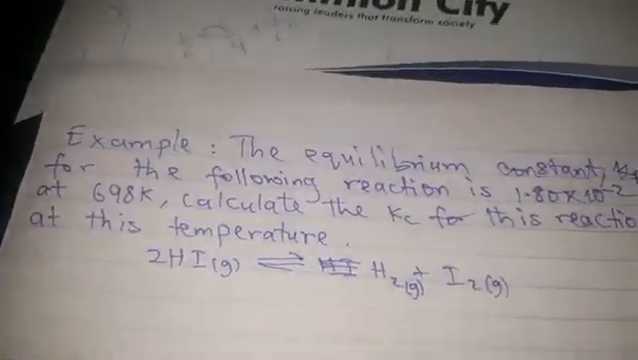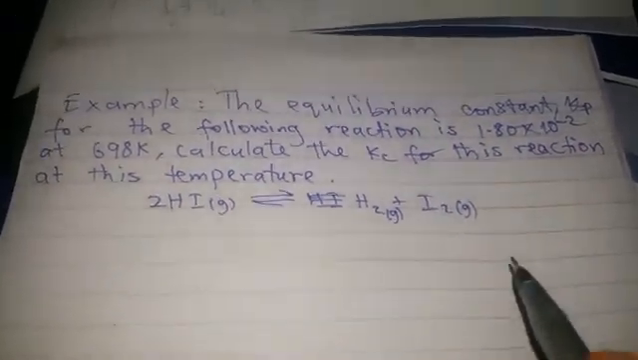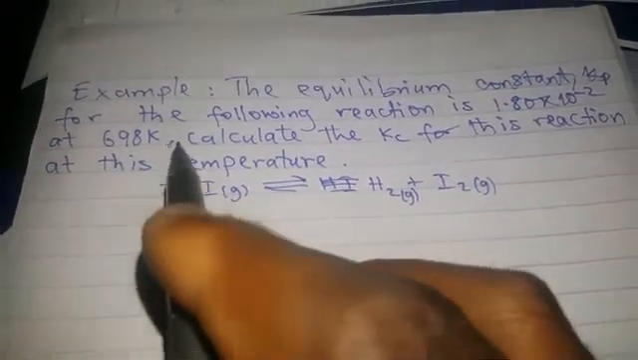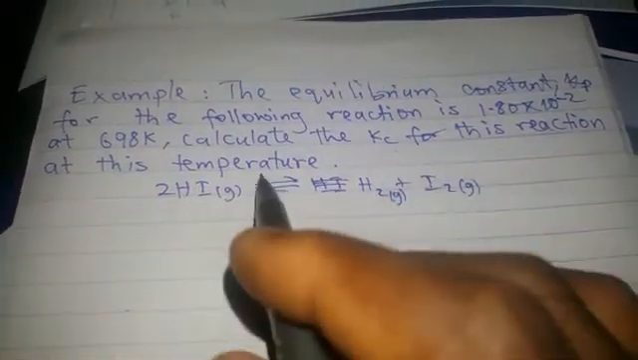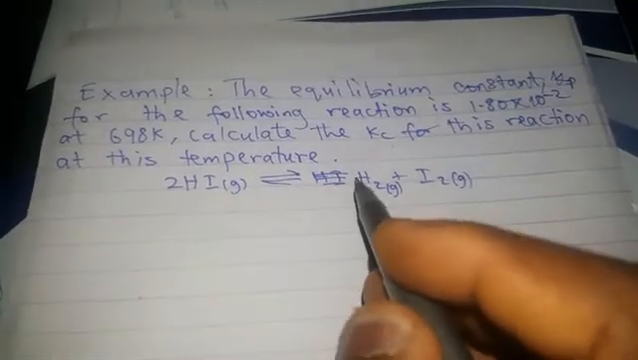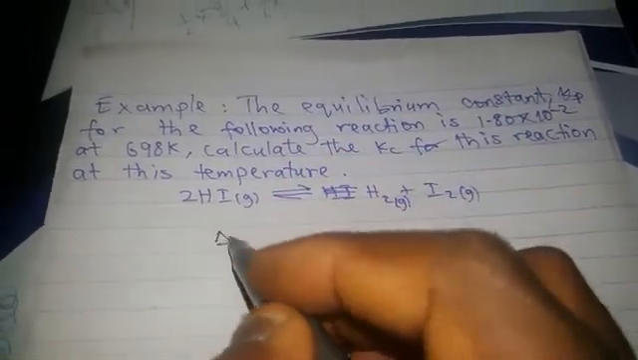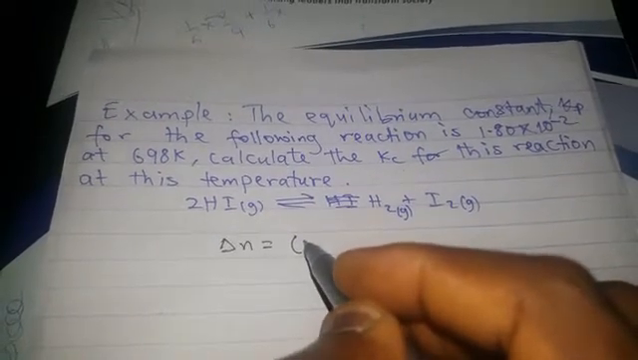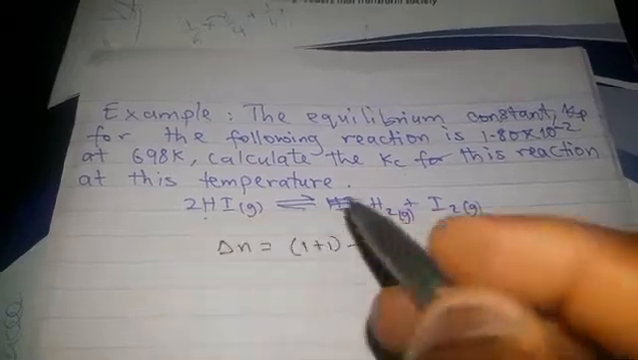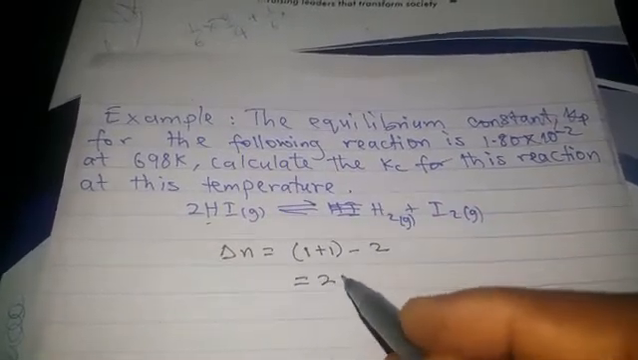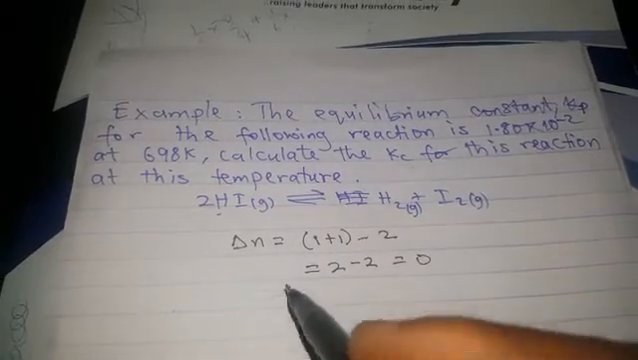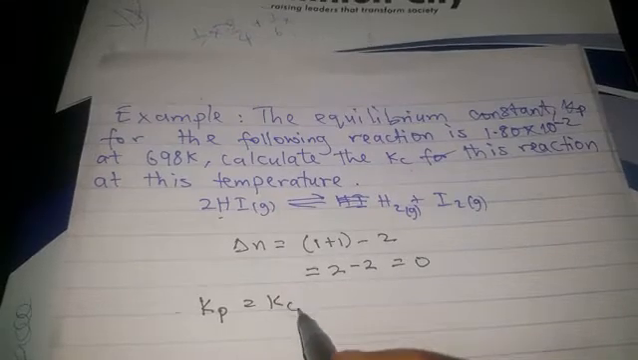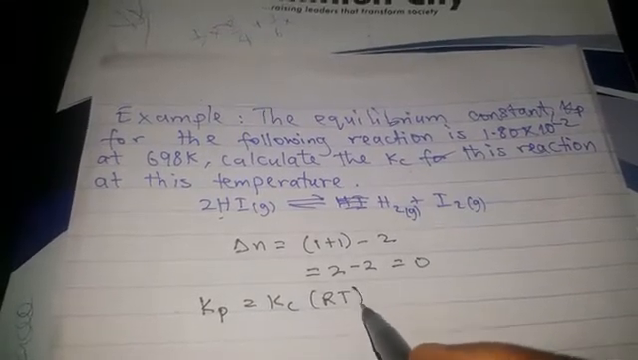It says the equilibrium constant Kp for the following reaction is 1.80 times 10 to the power minus 2 at 698 Kelvin. Calculate the Kc for this reaction at this temperature. Now let's see our delta N. What is our delta N? The total number of moles for product here is 1 plus 1, minus the total number of moles for the reactant, which is 2. So we are going to get 2 minus 2, which is actually 0.